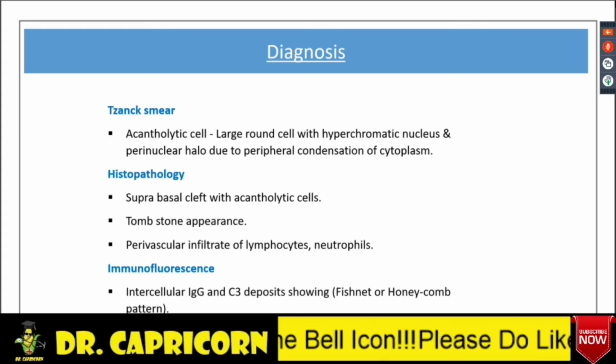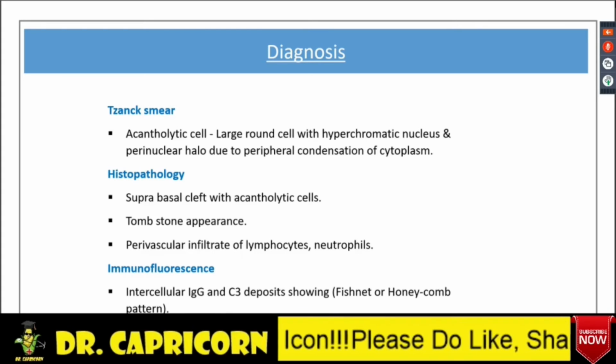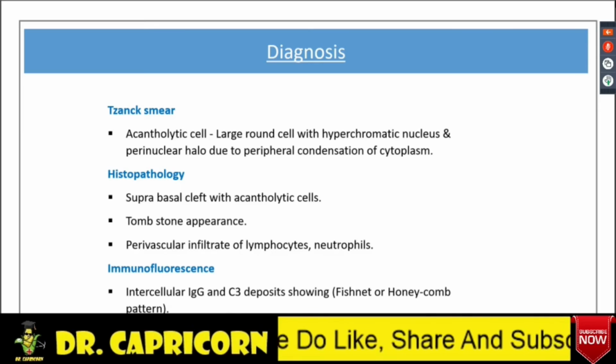So the level of bulla formation is suprabasal, above the stratum basale. The suprabasal cavity is left with acantholytic cells. Inside that cavity would be acantholytic cells. This is typically known as the tombstone appearance. There would be perivascular infiltrate of lymphocytes and neutrophils.